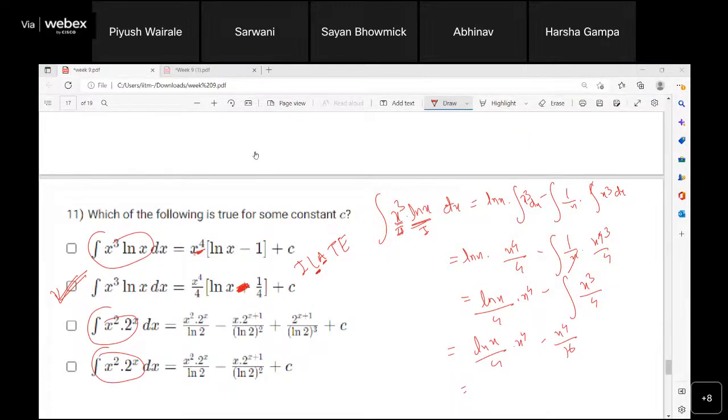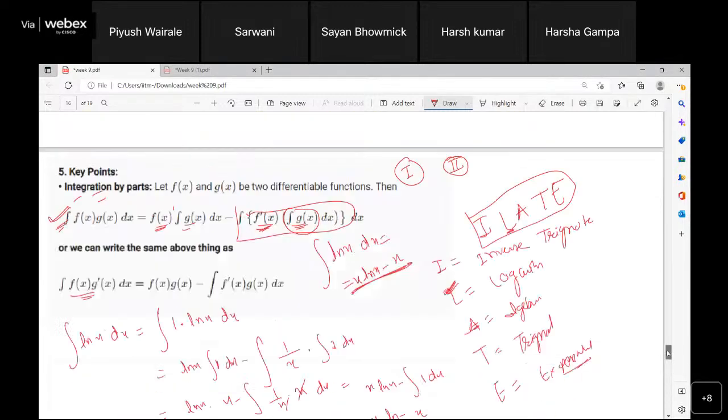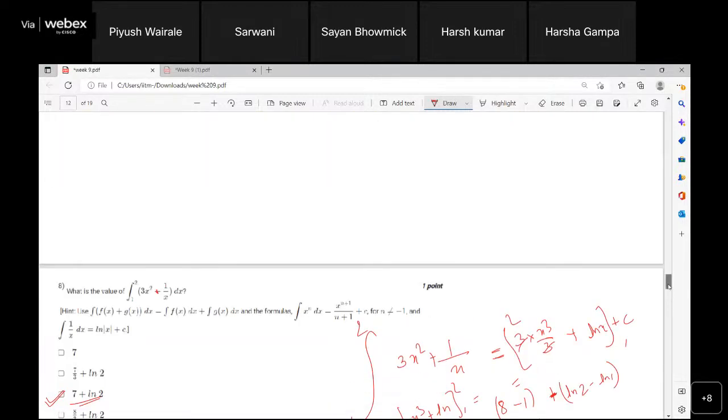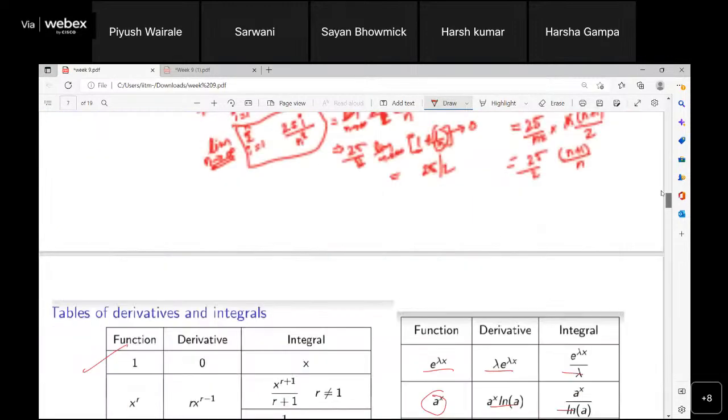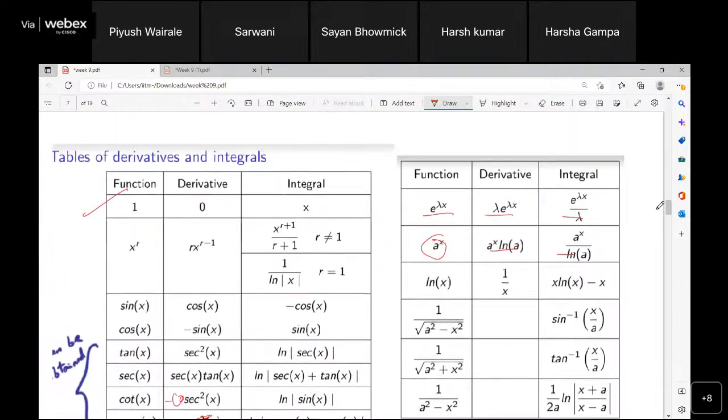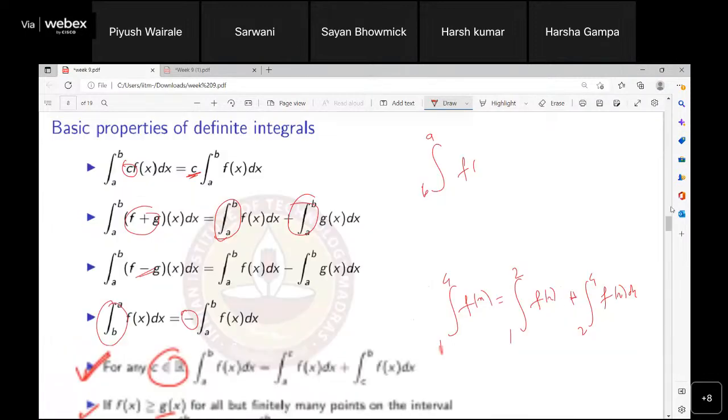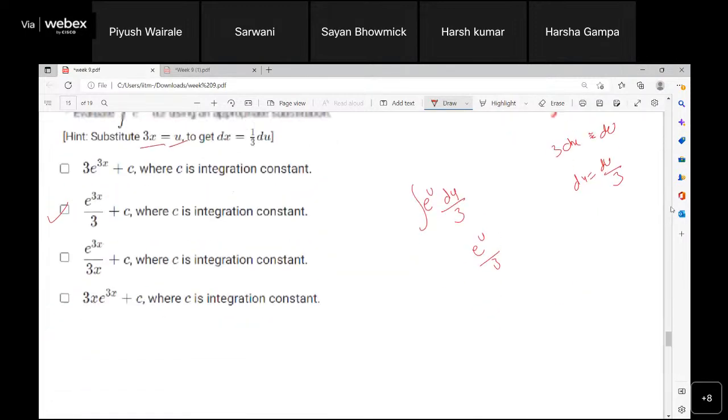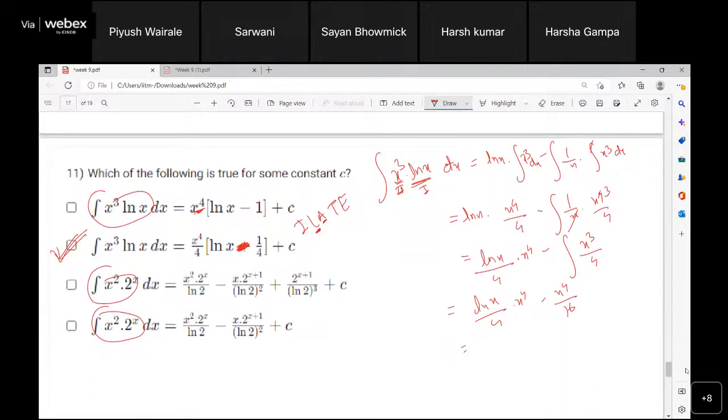Sir, what is the integration of a to the power x? The integral of a to the power x is a to the power x upon log a. The derivative is a to the power x into log a, but the integral is a to the power x upon log a. So just try to find this out.